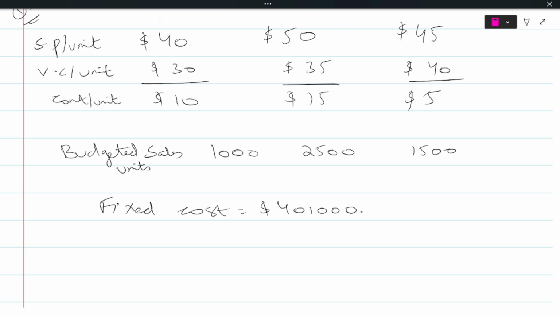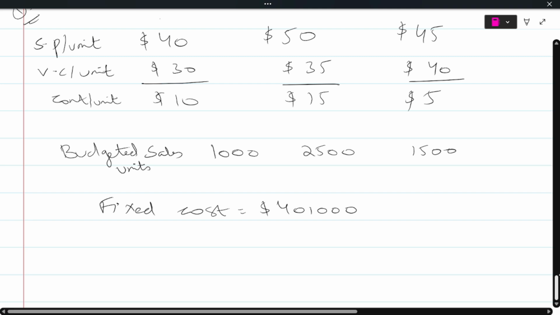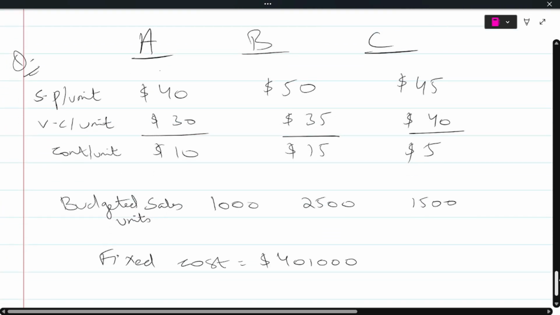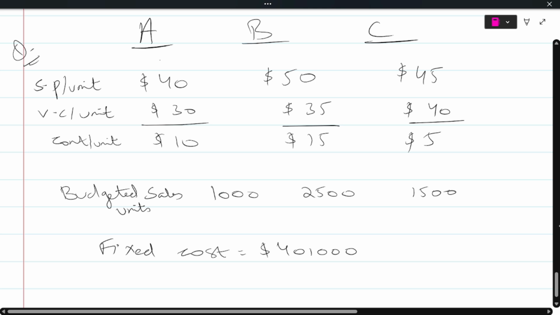Now the topic of today's video is that we will learn how to make the contribution chart, how to make the break-even chart and the profit volume chart in case of multi-products. And multi-products, like we discussed in our previous video, is the scenario where you have more than one product in the question. So let's start.